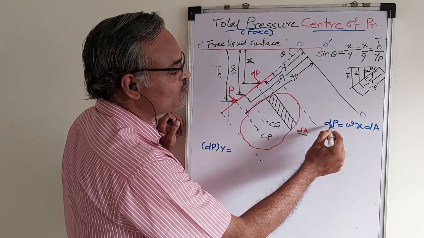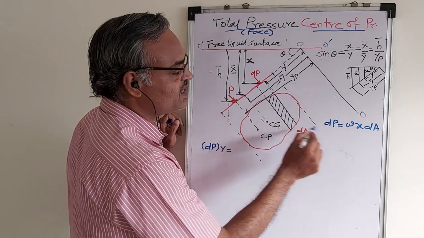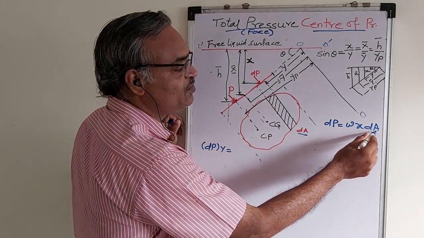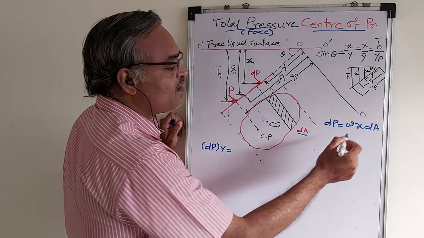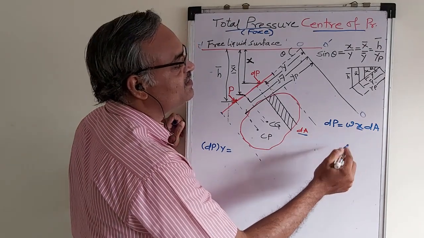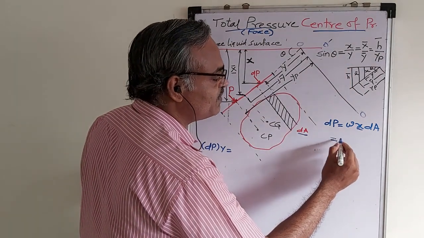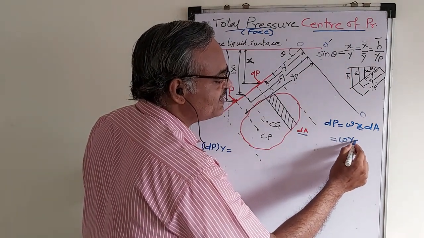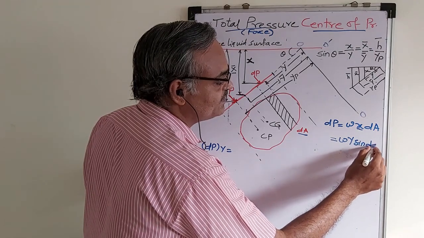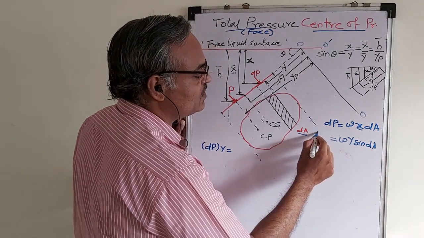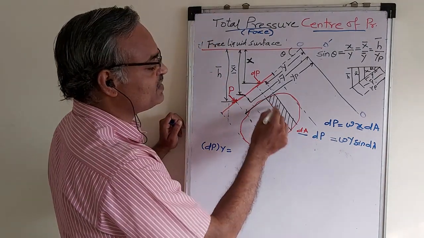Now see here, total pressure acting on this strip is equal to W x into dA. Let us replace this x by y sin theta. X is equal to y sin theta, so which is nothing but W into y sin theta into dA, right? So the total pressure acting on this strip is equal to this.